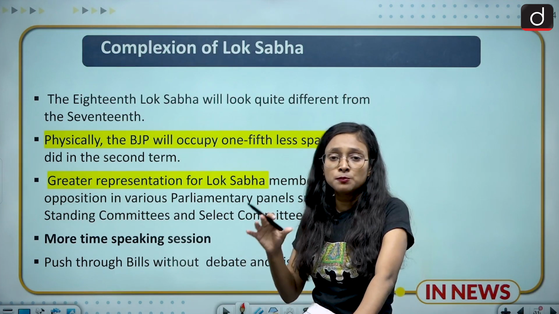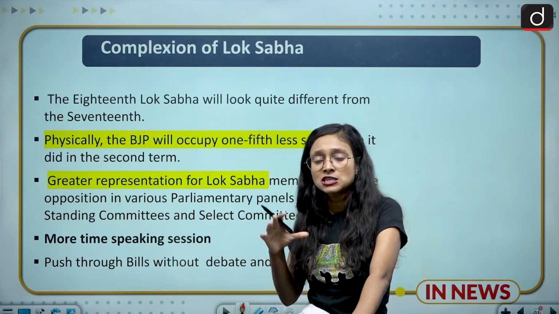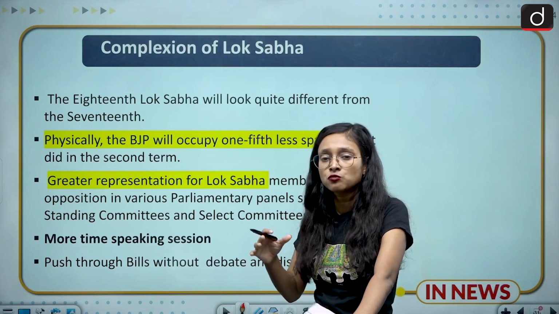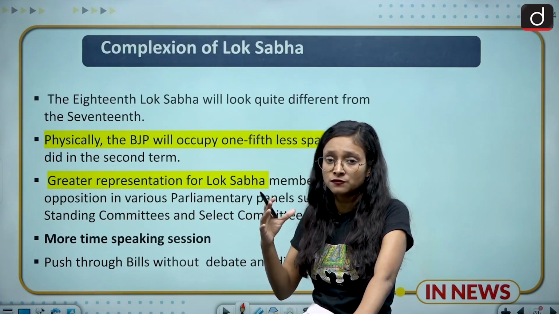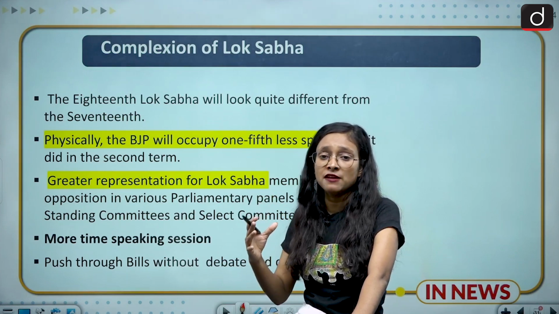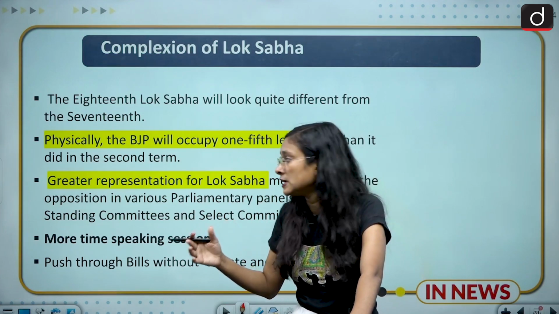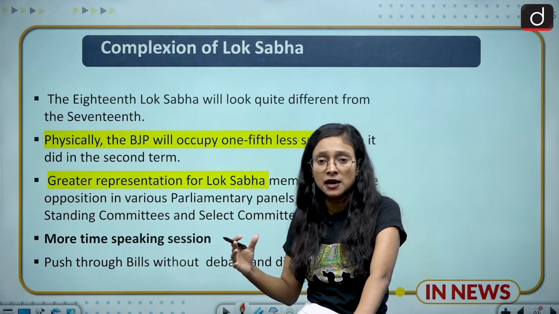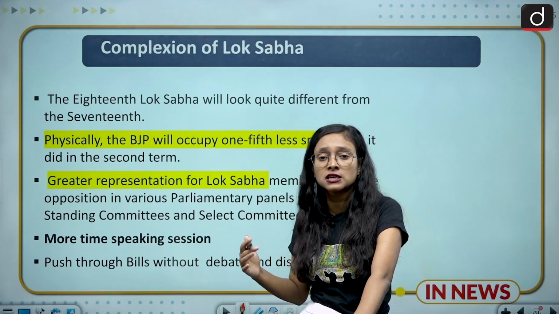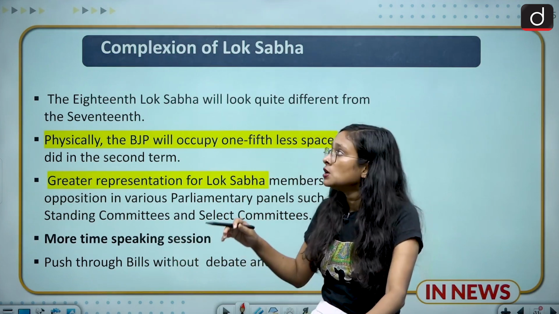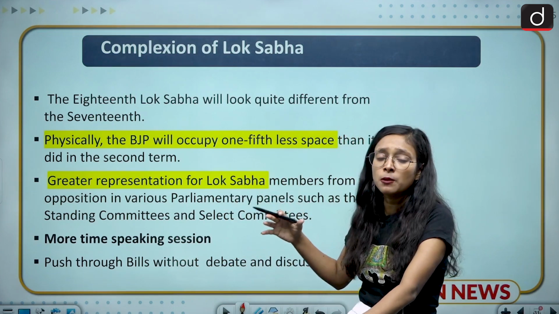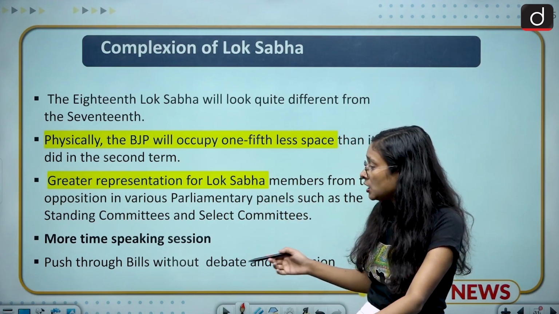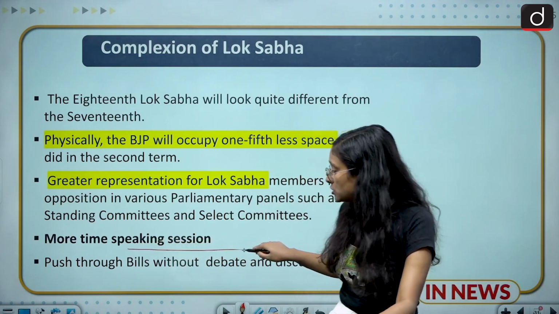Because the BJP party will acquire less space than earlier, and almost one-fifth of its space is lost, many political leaders and candidates have lost the elections. Now there is greater representation for different political parties, such as TMC, Congress, and others. So there are lots of complexions ahead, and there will be more time for the speaking session.